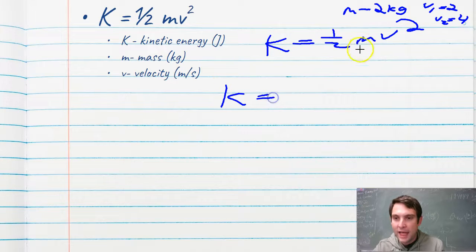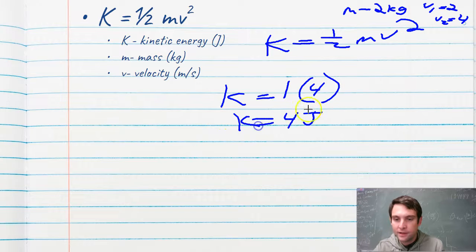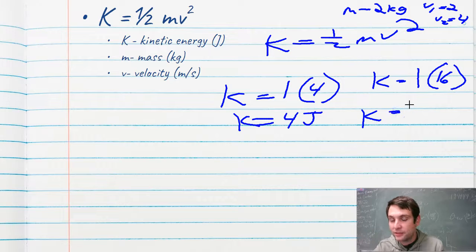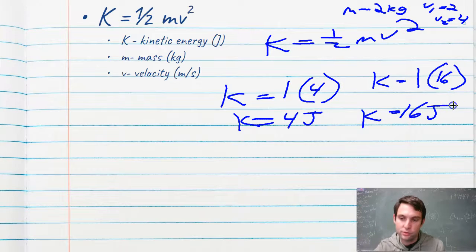For the first one, half of the mass, if the mass is 2 kilograms, is 1 kilogram, times V squared. V1 is 2, 2 squared is 2 times 2, so that's 4. So our kinetic energy equals 4 joules. For the second object, kinetic energy equals half of the mass again, which is 2 kilograms, so it's 1 times 4 squared, which is 16. So kinetic energy here is 4 times as great, 16 joules.